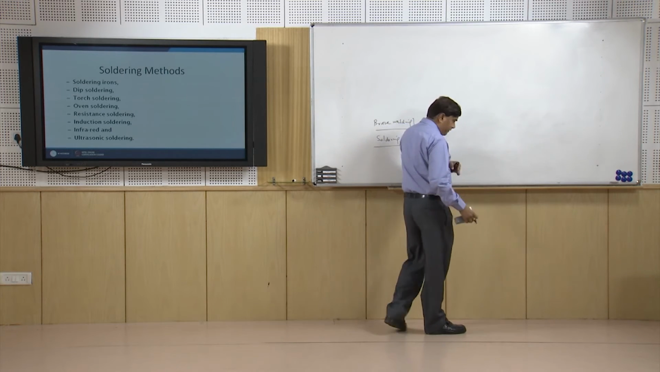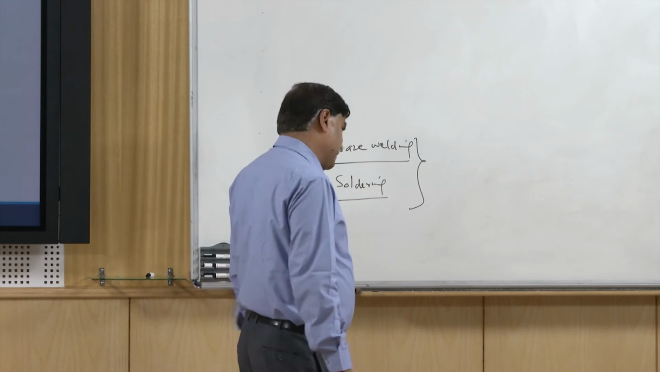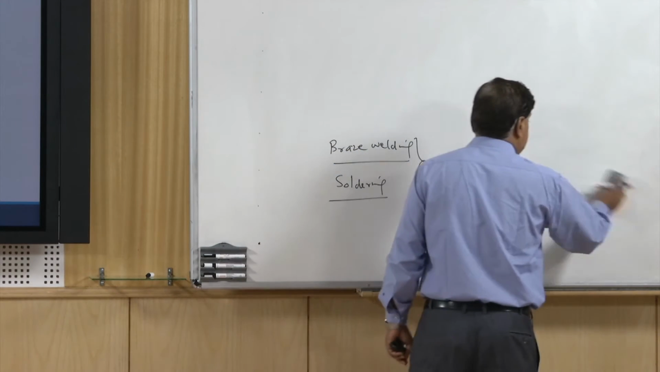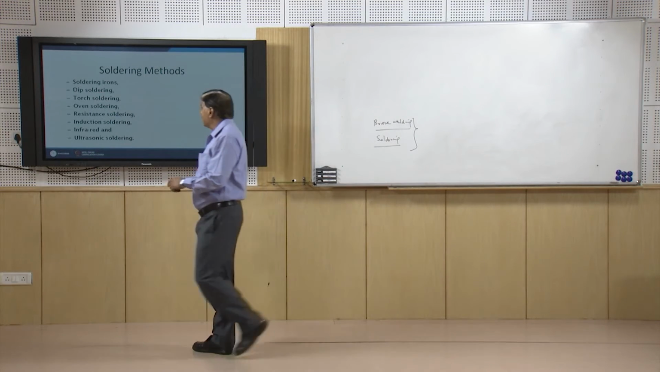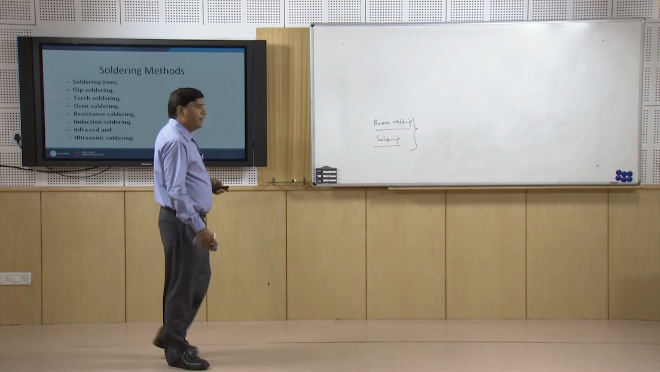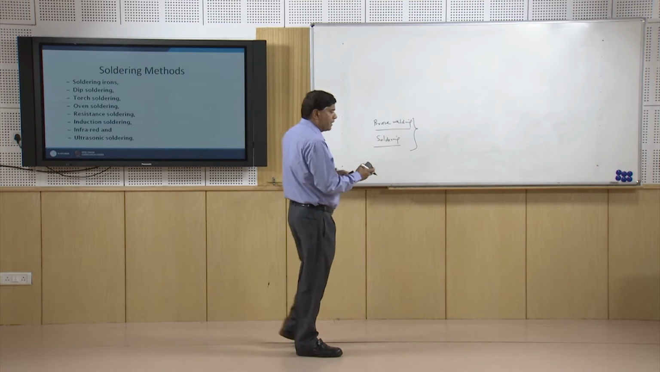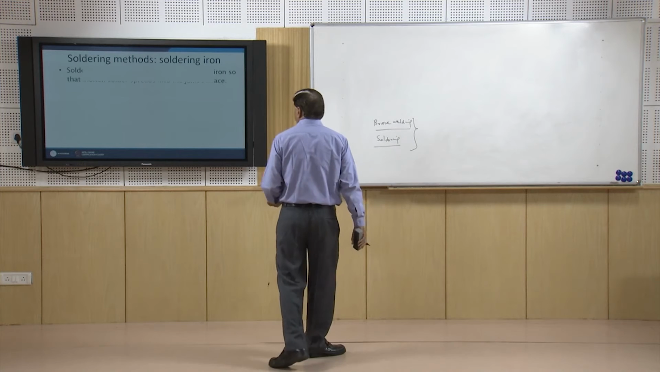These methods primarily differ in the way by which heat is applied for heating the base metal, so that the solder can be brought to the molten state subsequently during the operation. So depending upon the heating method, like soldering iron, dip soldering, torch soldering, oven soldering, resistance soldering, induction soldering, infrared and ultrasonic soldering, these methods primarily differ in the way by which the heat is applied to the base metal, and the way by which solder is placed or applied between the fixed surfaces to be joined.